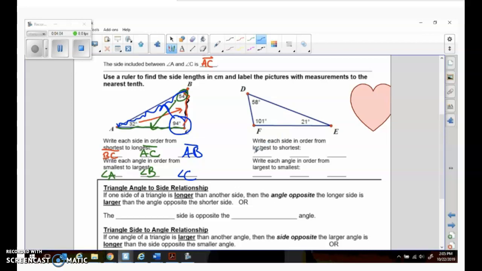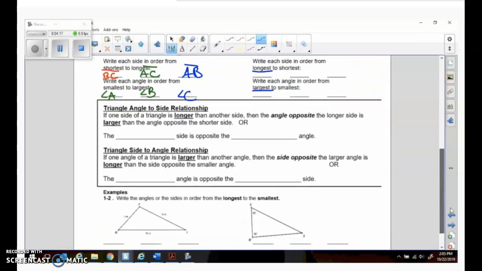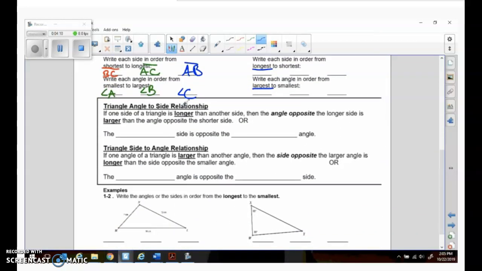I think you can probably figure out this angle on your own, but notice how it's going backwards. It's going from longest to shortest. So it's really key that you read the question here, because you might see a question like this on your test or on the SOL, and you have to make sure you're going in the direction that they want you to go in.